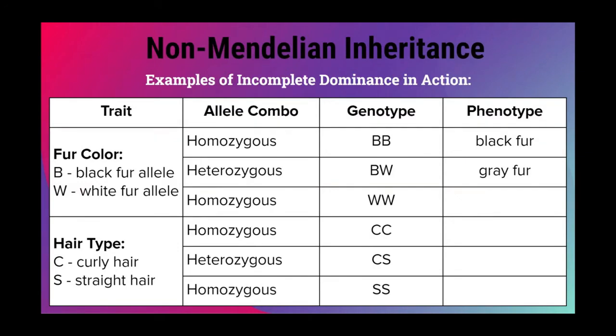Now for the next one, I want you to finish this chart. I want you to think about what would happen if you mixed curly hair and straight hair to form this new phenotype. All right, if you got these, so curly hair for CC, wavy hair for CS, and SS straight hair. So when you, again, blend together curly and straight, you get wavy.